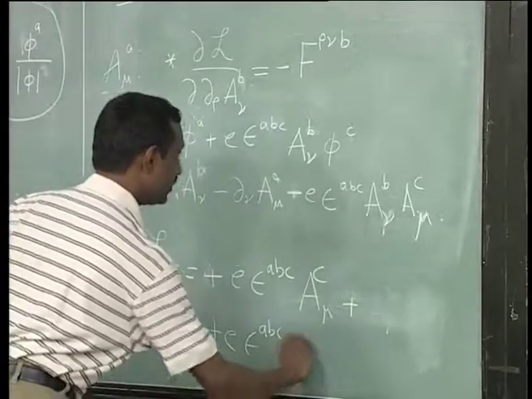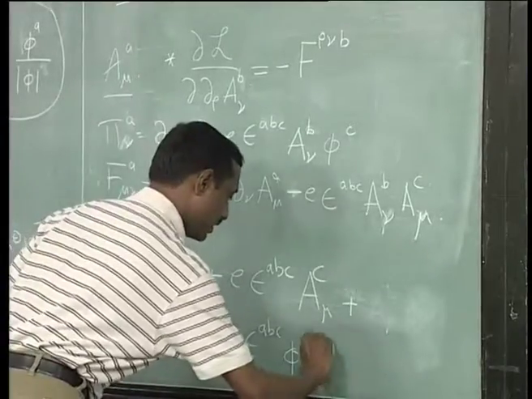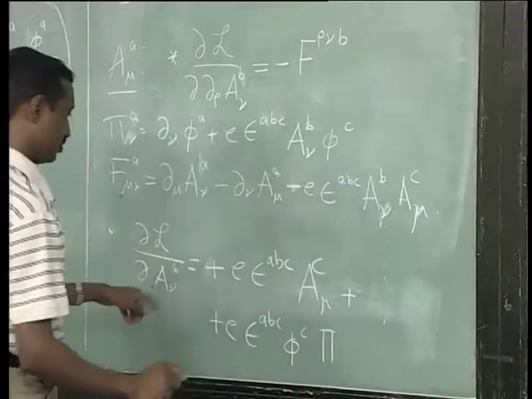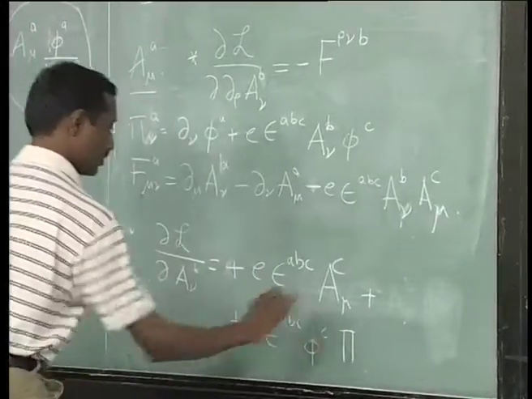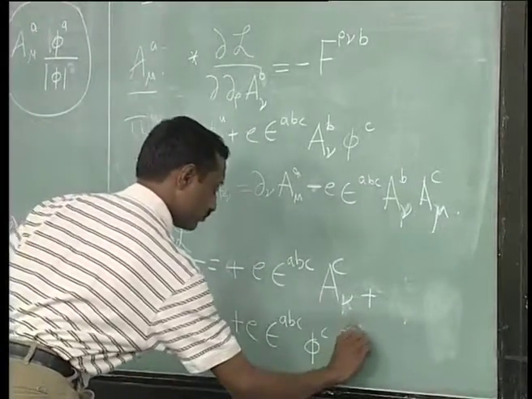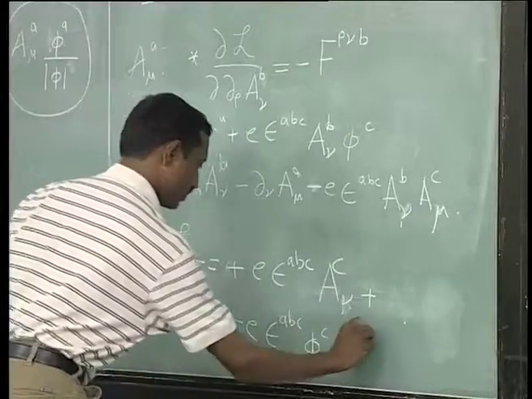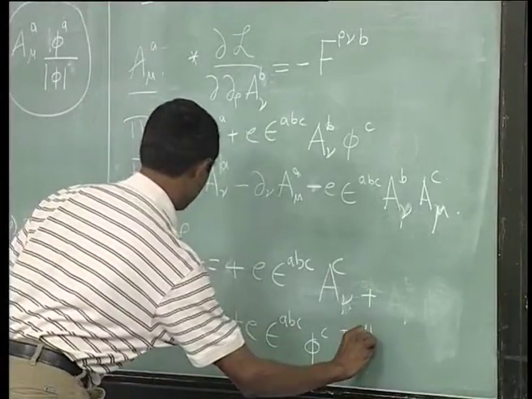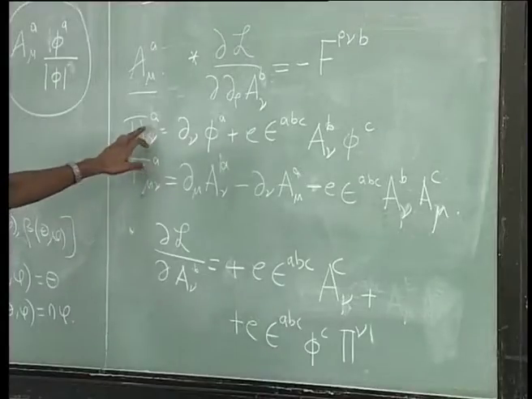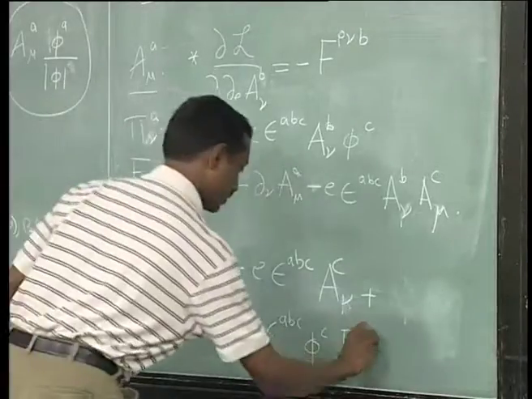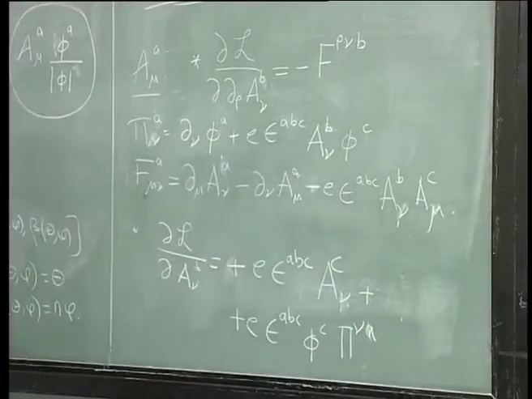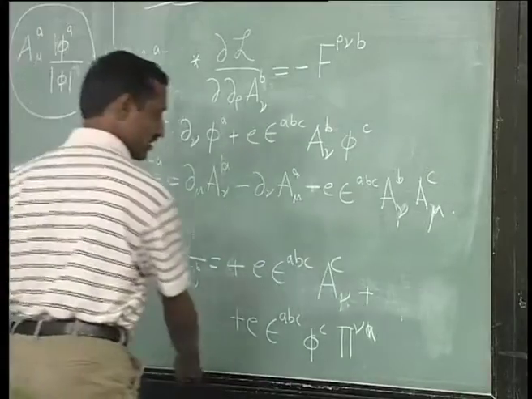I get a phi c, but this will be multiplied by pi nu b. One second, let me pi nu a. So I should have a pi nu a. So now I am okay. Yeah, there should be an F mu nu.